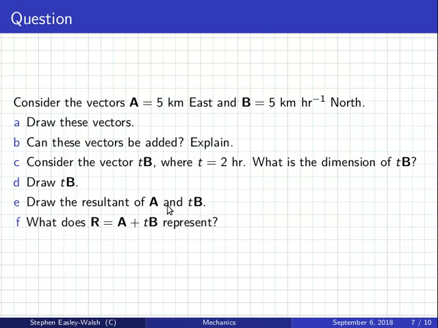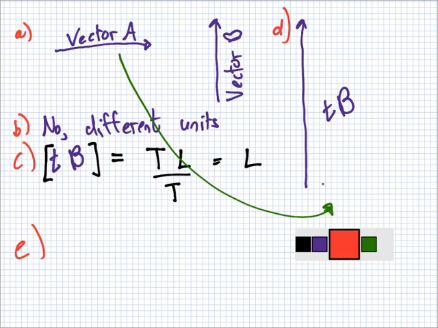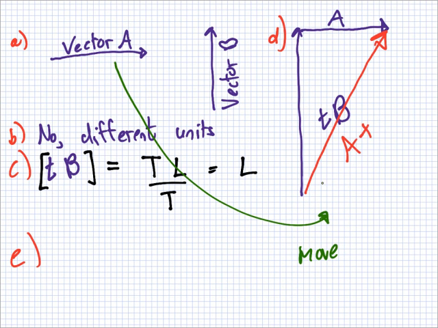Draw the resultant of A plus TB. Now, can we add A and TB? Yes. Yeah, why? Same unit. They're both kilometers. They're both length. Okay. So I want to add A and TB. So let me just move this over here. I should put it here. There you go. There's A. There's TB. So here we go. That is the resultant A plus TB. That is part E.